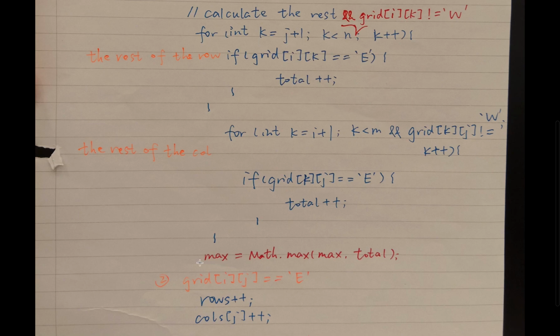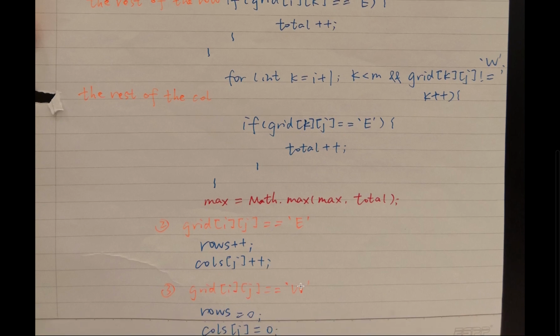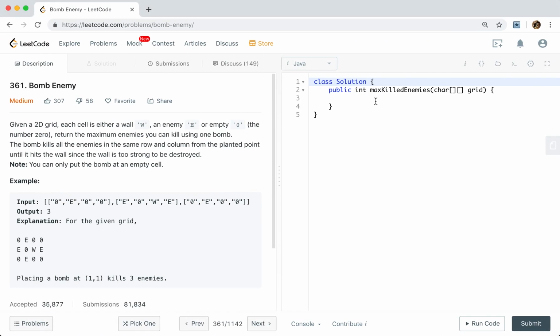Basically the same. And every time we update the max enemies. If the current grid is E, we let the rows increment by 1 and the columns j increment by 1, because we may use this result afterwards. That means the total enemies from left to right increment by 1, and the total enemies from up to down increment by 1. Then if the current grid is W, we should reset the rows enemies and the columns j enemies to 0, because when we try to place a bomb afterwards, we cannot kill any enemies if the bomb blasts to the left or to the up. Okay, so let's write the code.